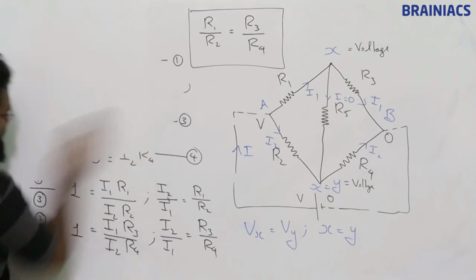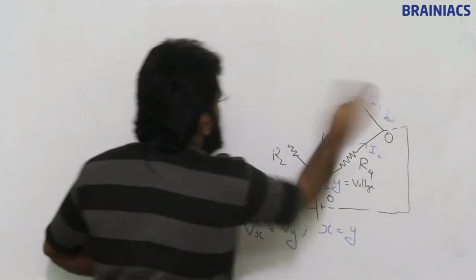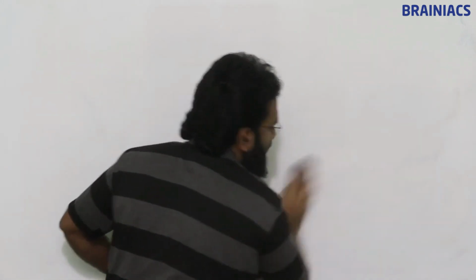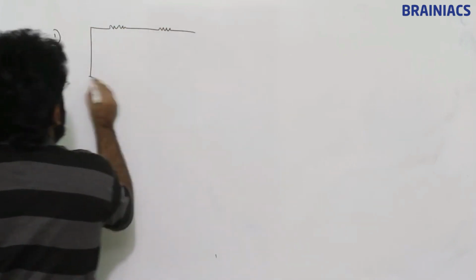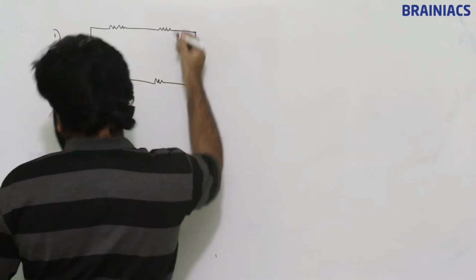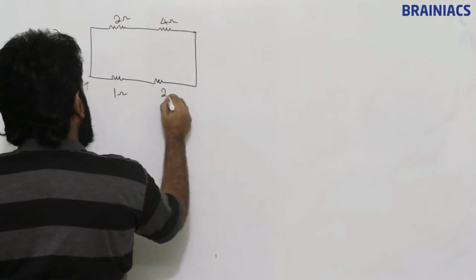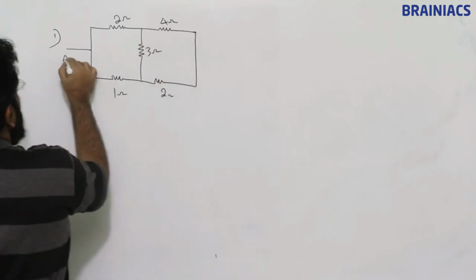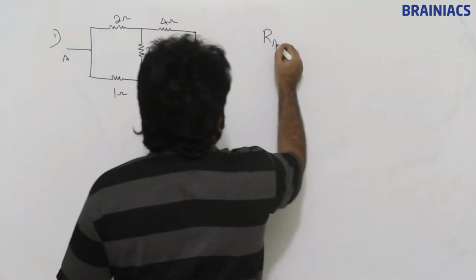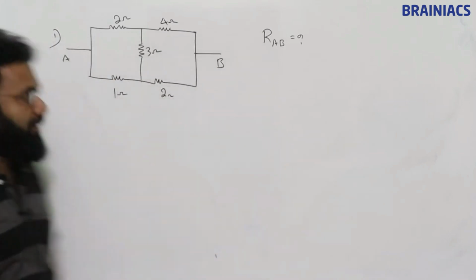Okay, we will do simple problems but with different shapes. Just by seeing the circuit, immediately we won't be able to say whether it is a Wheatstone's bridge. Take question number 1. Two ohm, 4 ohm, 1 ohm, 2 ohm. This is 3 ohm. Terminal A, terminal B. Question is, what is the equivalent resistance across AB? Pause the screen, try yourself and verify the answer here. Copy this.